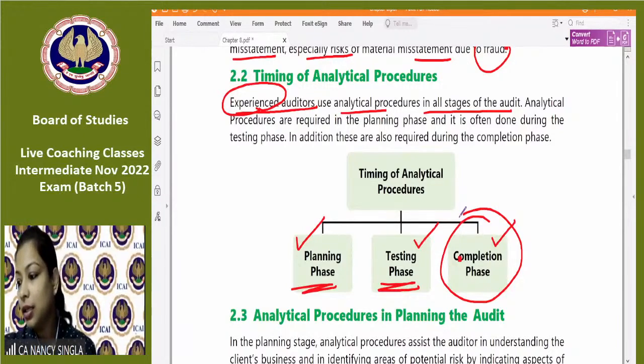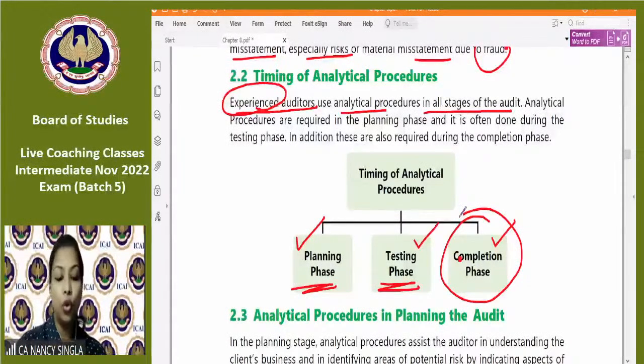Okay, so let me just have a look at the queries. I'll do one thing, I will complete this planning phase, then only we will take a break, but before that let me just have a look at the query. Okay, there is no query as such, and Karthik, whatever you have written, your understanding is correct.